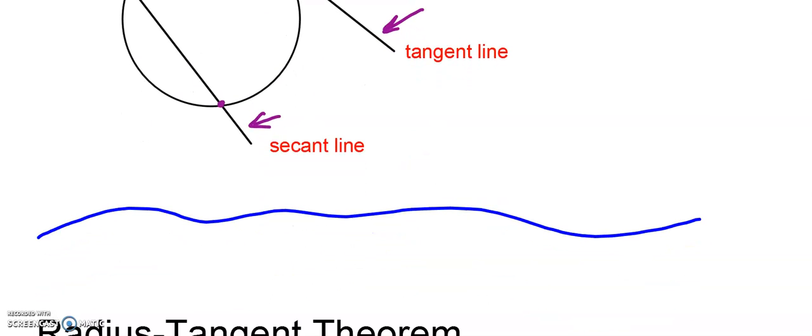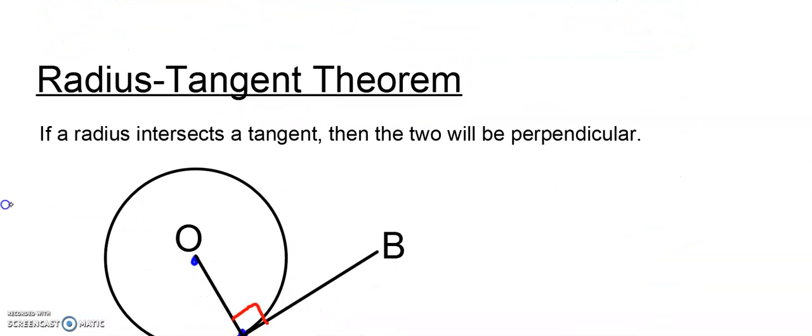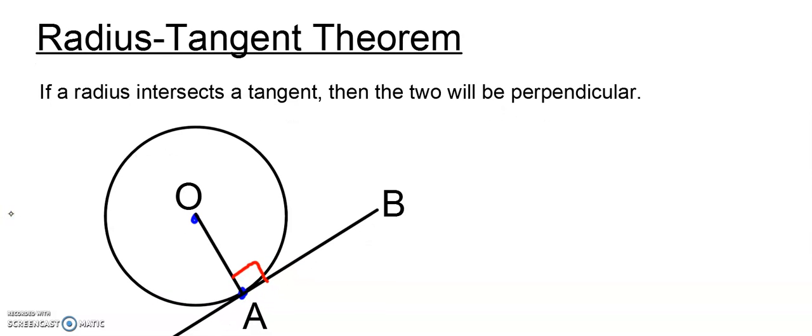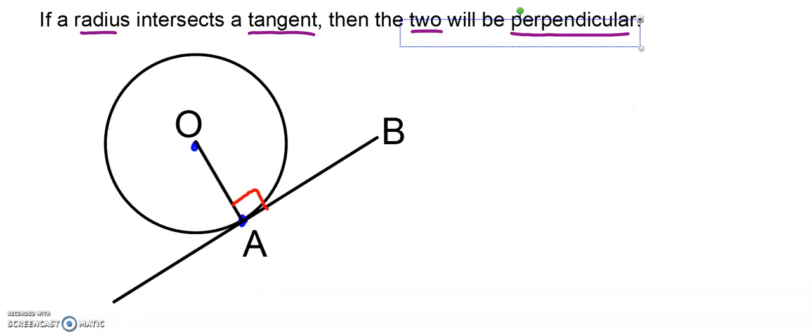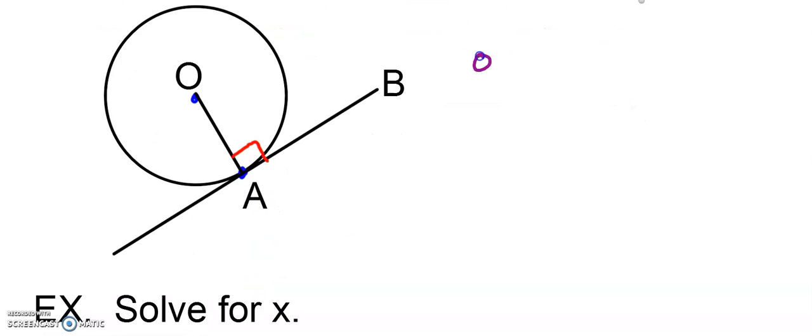Now, the first theorem that we have is what I like to call the radius tangent theorem. It basically says that if you have a radius that intersects a tangent, then the radius and the tangent will always be perpendicular. So in this picture, I have radius OA, and I have tangent line AB. If they intersect, then they'll always make a right angle. They'll always be perpendicular, so I can assume that OA is perpendicular to AB.